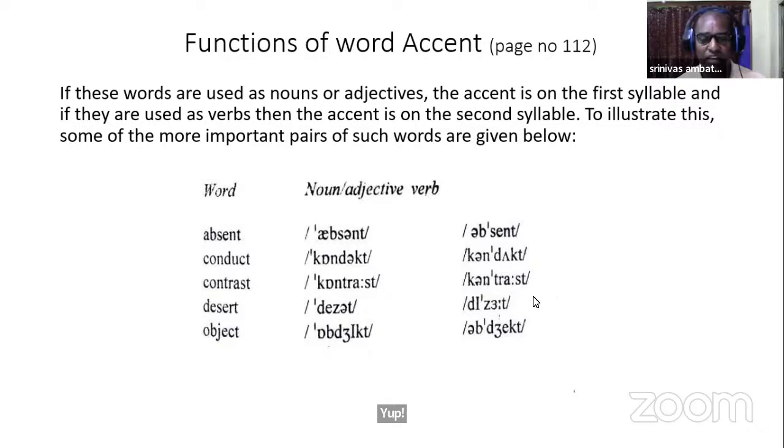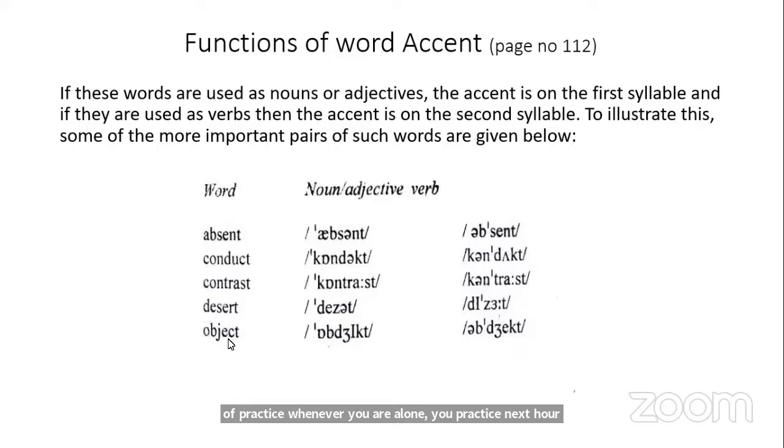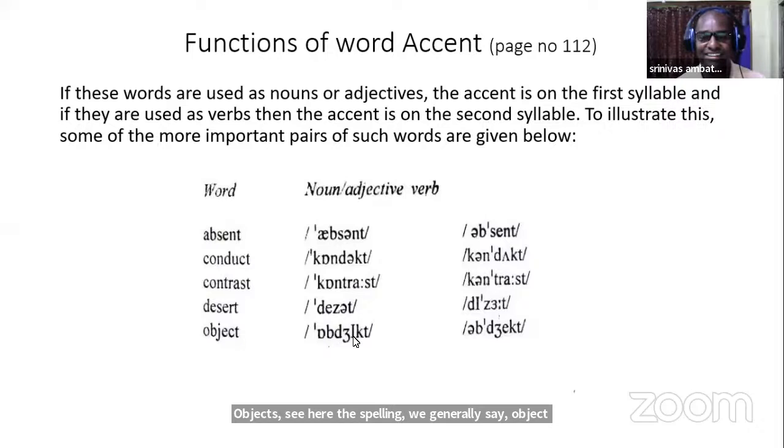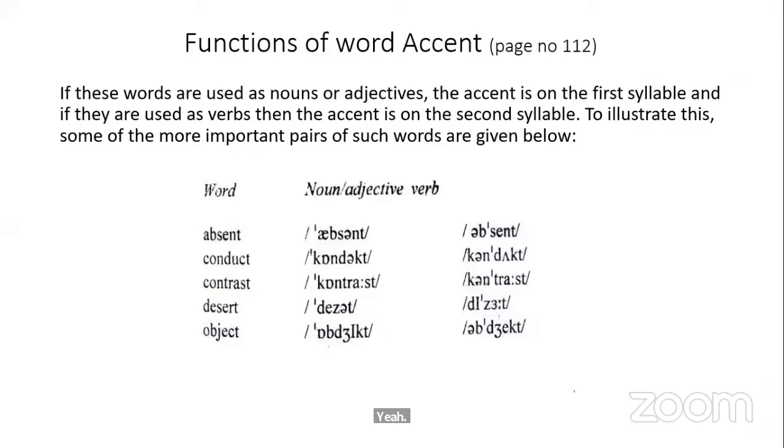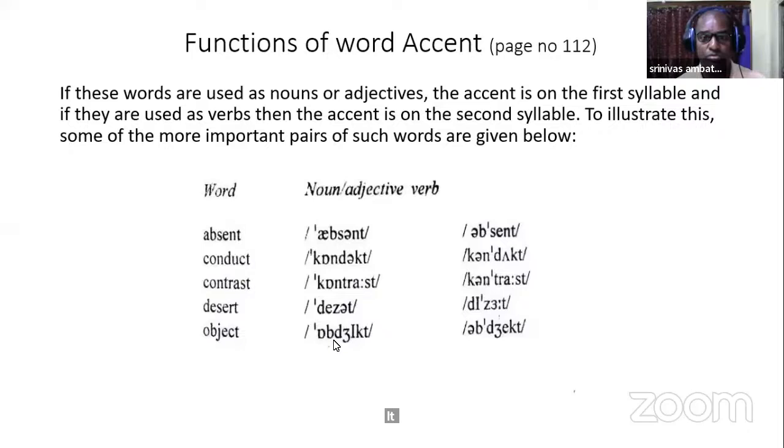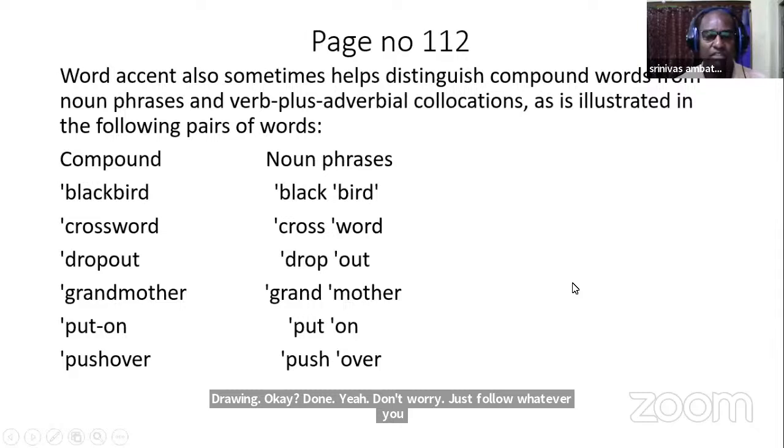Object. See, here the spelling, we generally say object. But in pronunciation, object. Okay? Here, you should not object. Anyone who questions, objection. No objection. Here, object. Object drawing. Okay? Done? Don't worry. Just follow whatever you can. Next, you can refer and we can discuss.